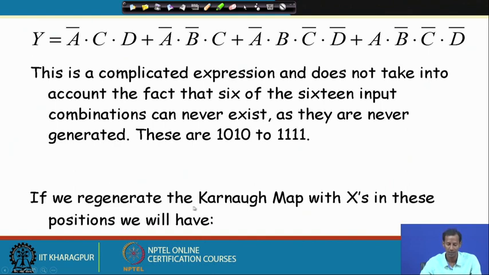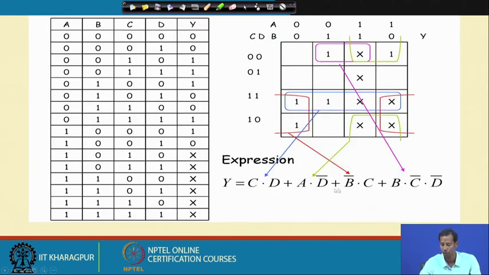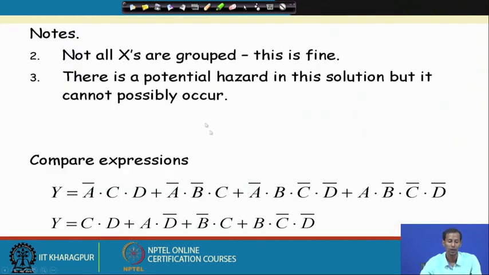Okay. So, if we regenerate the Karnaugh map, with don't cares in these positions, the expression will be something like this. And from here you just note that not all the X's are grouped, this is fine, but there is a potential hazard in the solution, but it cannot possibly occur.